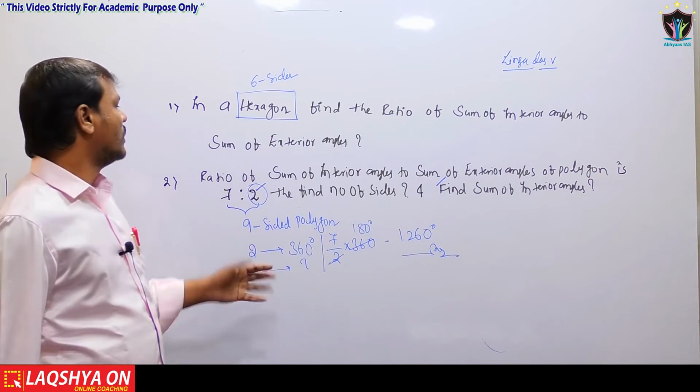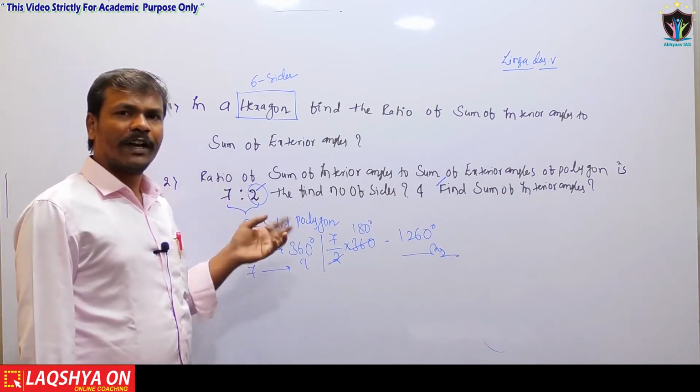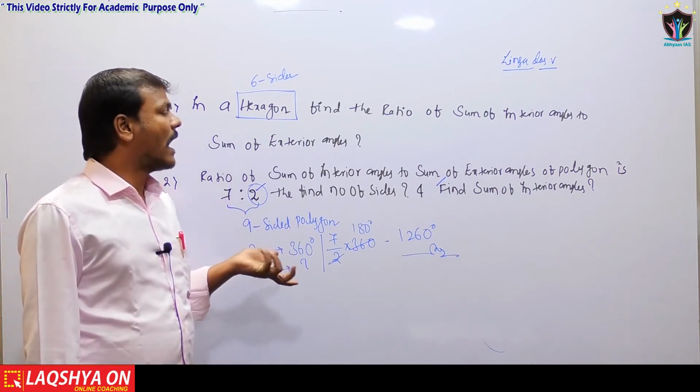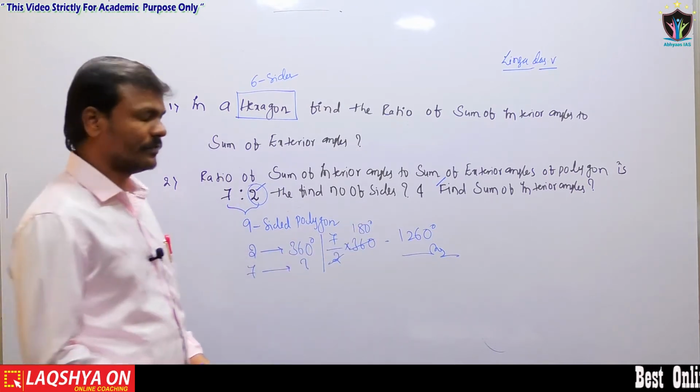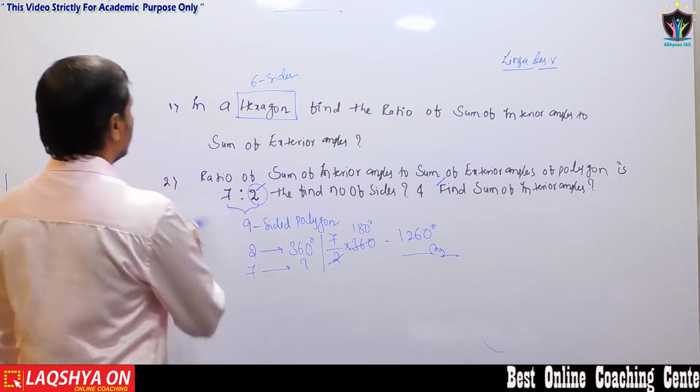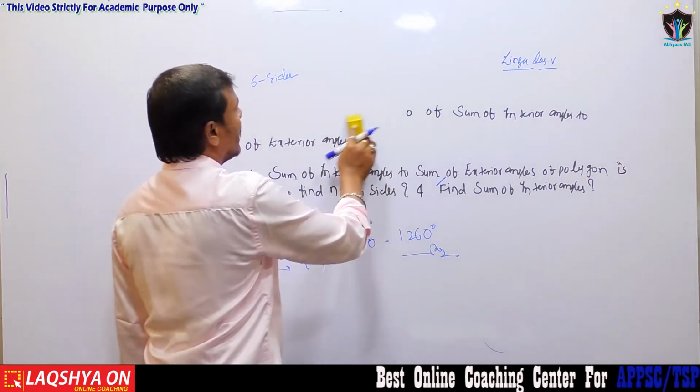So from the ratio, we can find out the number of sides, and also from the ratio, we can find out the sum of interior angles. Right? This is the polygon interior to exterior angle concept.